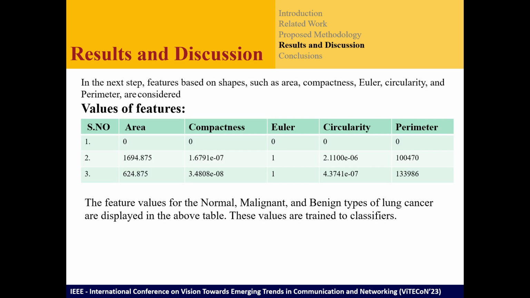By studying the above pictures, we can say that in the next step, features based on shapes such as area, compactness, euler, circularity, and perimeter are considered. Values of features. So we get a table here. It consists of area, compactness, euler, circularity, perimeter, and the table is shown below. The feature values for the normal, malignant, and benign types of lung cancer are displayed in the above table. These values are trained to classifiers.